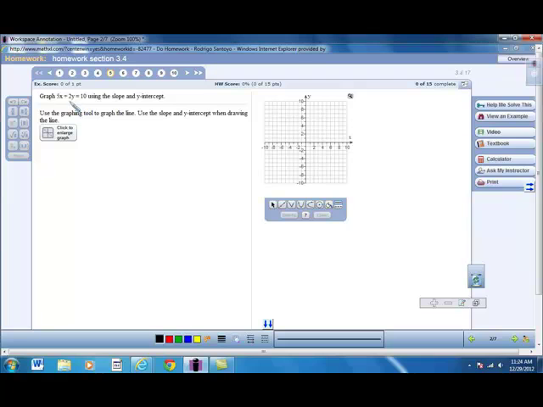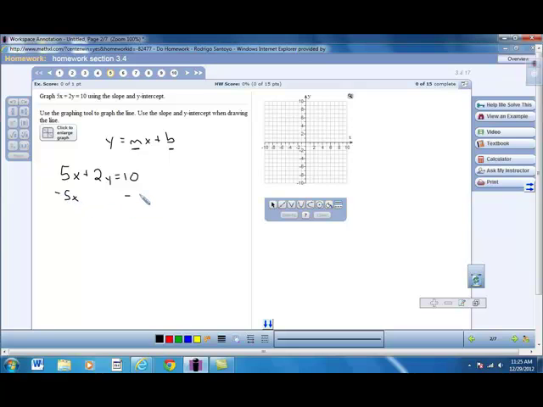Now they want us to graph 5x plus 2y equals 10 using the slope and y-intercept form. Once again, remember our equation has our slope and our y-intercept form. In the last section we saw equations like this and they asked us to find the slope. How did we do that? We got y by itself. When y is by itself, our slope is whatever is in front of the x. So let's get y by itself.